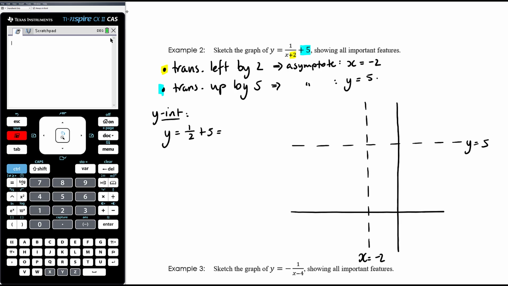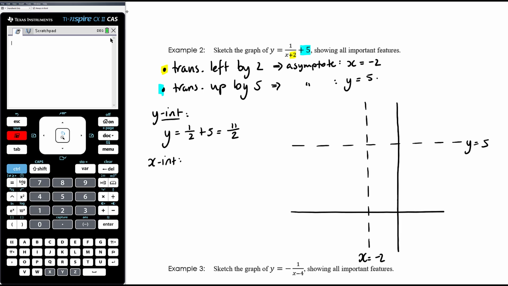So that's 5.5. Or as an improper fraction, 5 is 10 on 2, so 1 on 2 plus 10 on 2 is 11 on 2, or 5.5, so it's going to be reasonably close to my asymptote there. I'm not going to mark the point, it's hard to hit it, just draw the shape in and then mark it when you've got it.